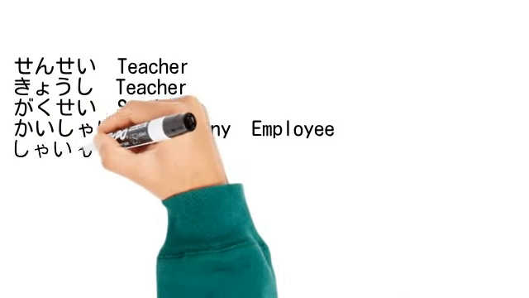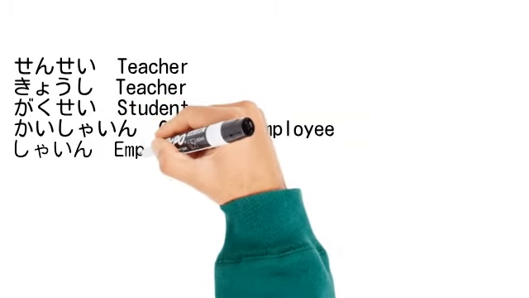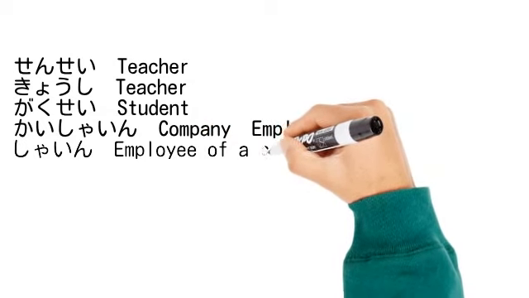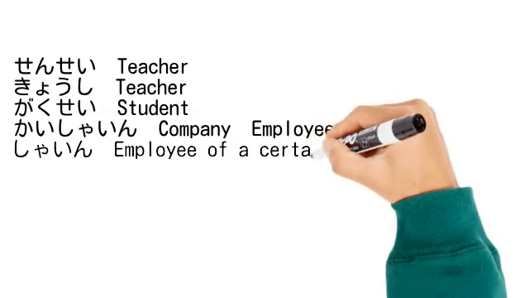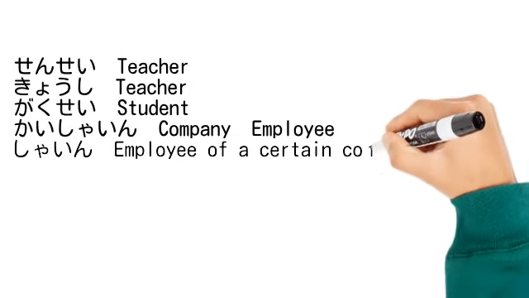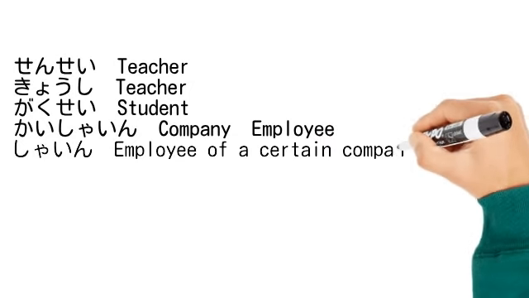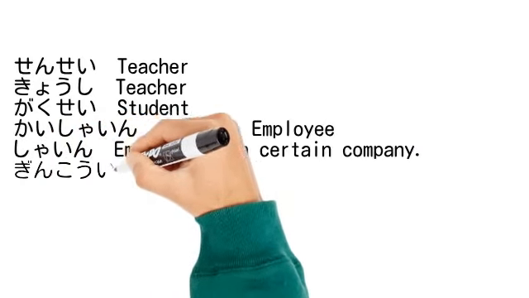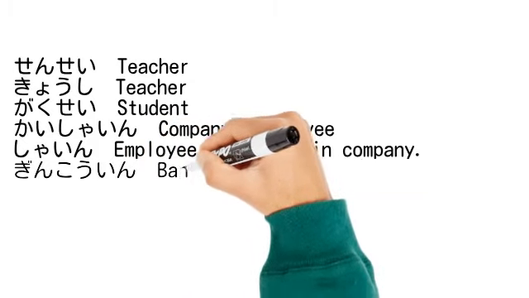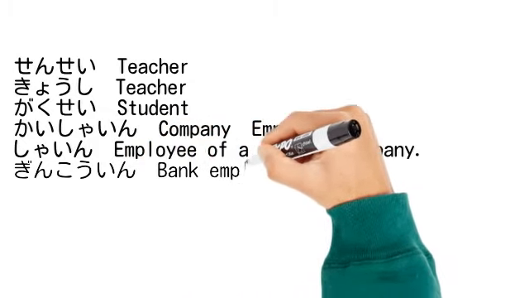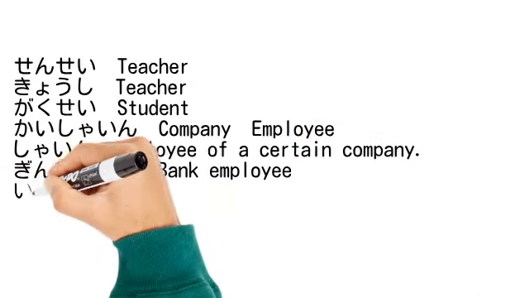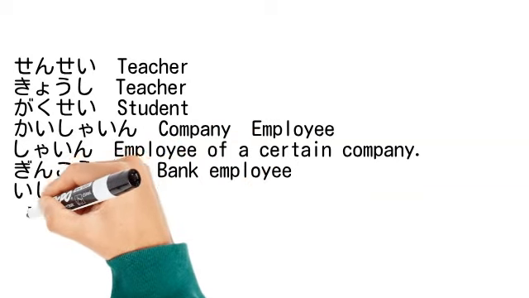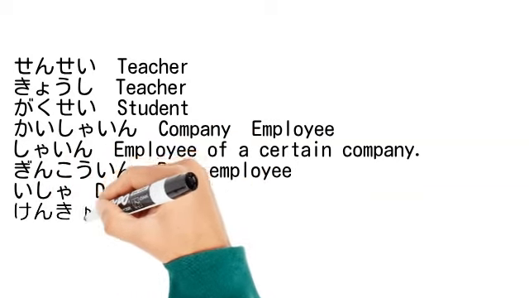It comes from the word kaisha, which means company. When we add the suffix in, it becomes a person. So it's a company person, which becomes company employee. But if you have a certain company name, you add the name of the company, then no shain. So for example, if I work at Nintendo, Nintendo no shain. Next is ginkoin. Remember, in is a suffix for a person. It comes from the word ginko, which means bank. So we add in, and it becomes ginkoin, bank employee.